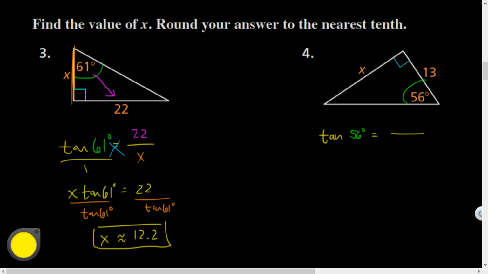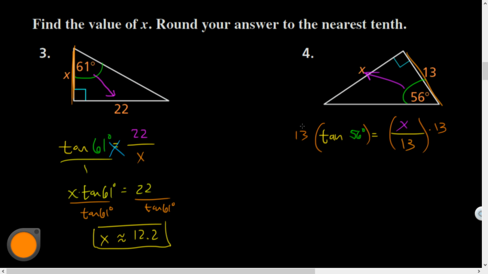All right, over here. What is the opposite from 56's perspective? X. And what is the adjacent? 13. That is correct. So now, to solve for x here, guys, check this out. It's probably easier just to multiply both sides by 13 instead of doing the whole cross multiply trick this time.